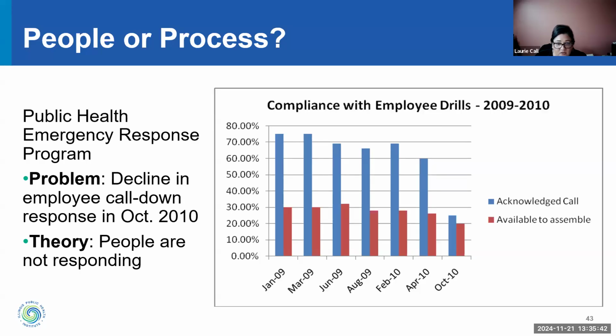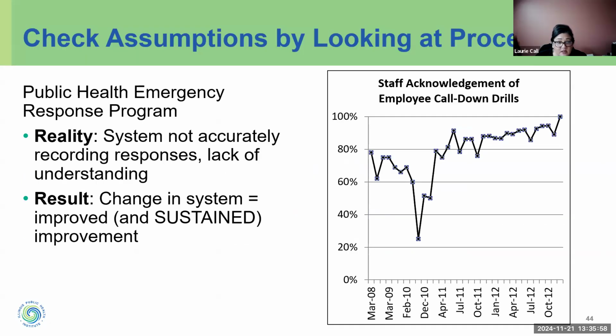Why are people not answering and responding? And when they did start asking staff, staff, particularly on the management team, were saying, "We did that, we answered. I don't know what's going on." So they went and looked and checked their assumptions. And by looking at the process, the system that they were using was not accurately capturing the data any longer. So they were having a lack of understanding about the program. So you can see here where it had dropped down, it went back up, and they were able to continually go up and sustain those gains for longer. So change in the system improved and sustained that improvement.